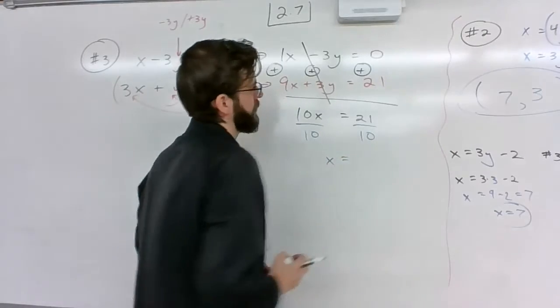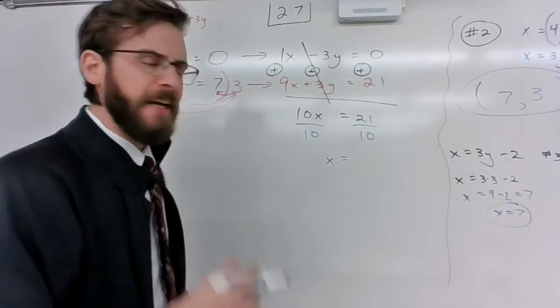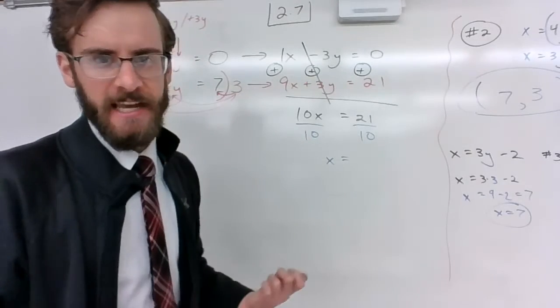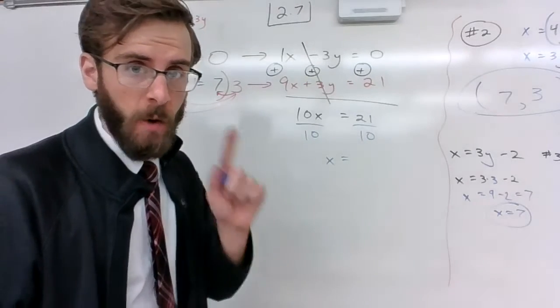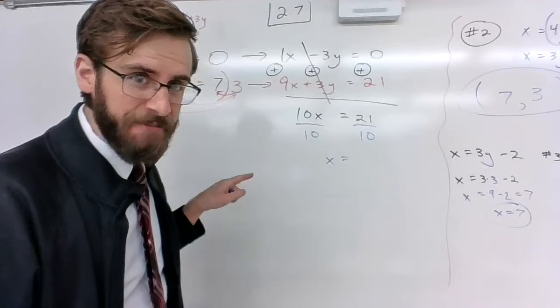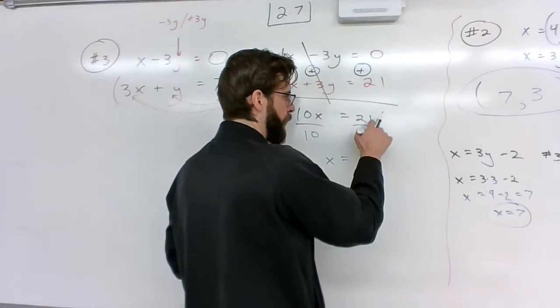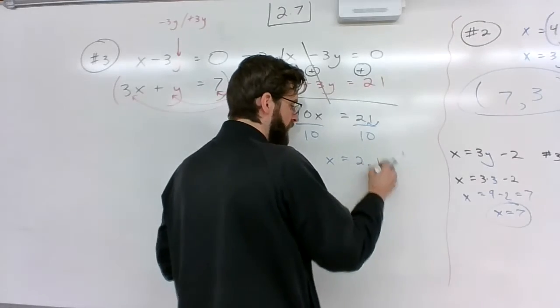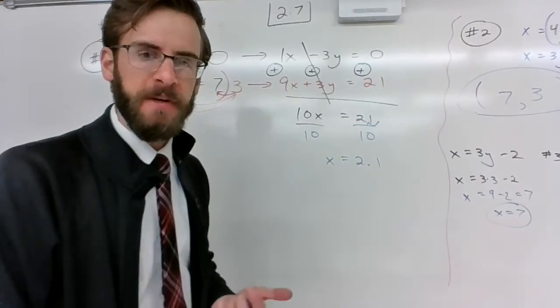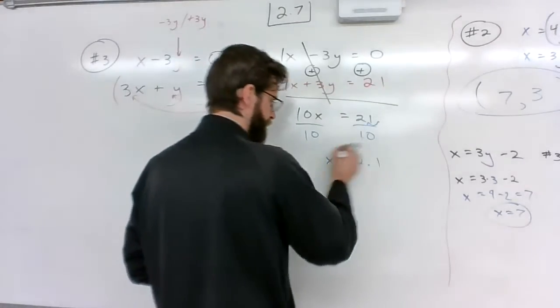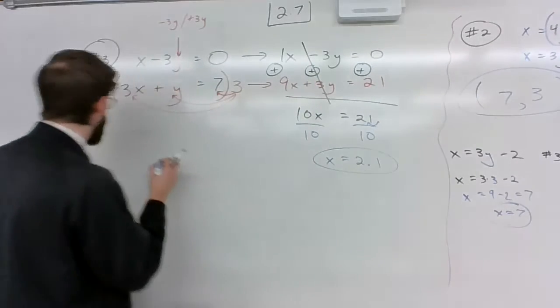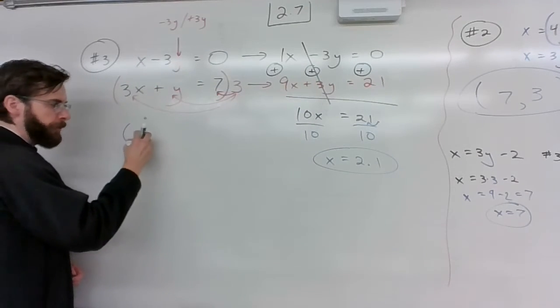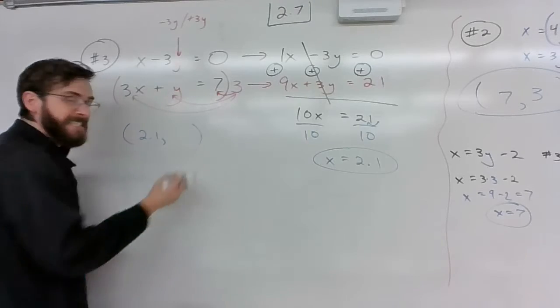X equals, well, did you guys know that dividing anything by 10 just means moving the decimal place 1 to the left? So 21 divided by 10 is 2.1. So unfortunately we got a decimal final answer, but it's not too bad of a decimal. So 2.1, that means that our answer is going to be 2.1 comma something.